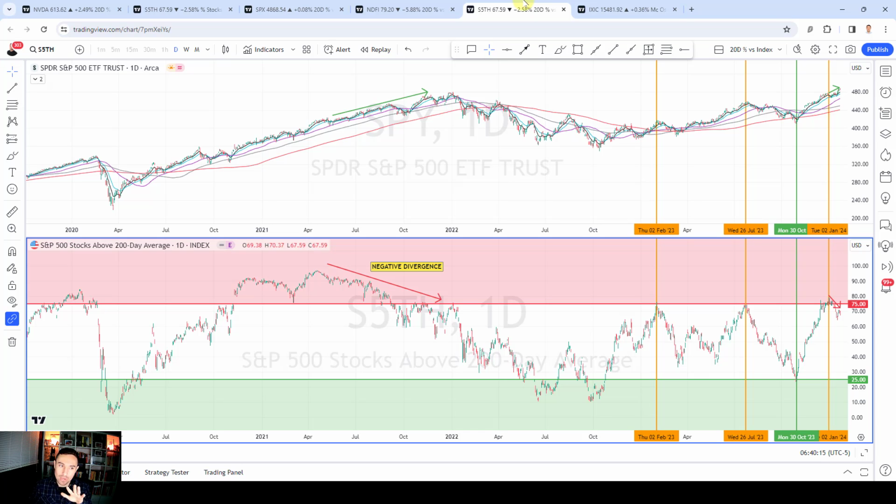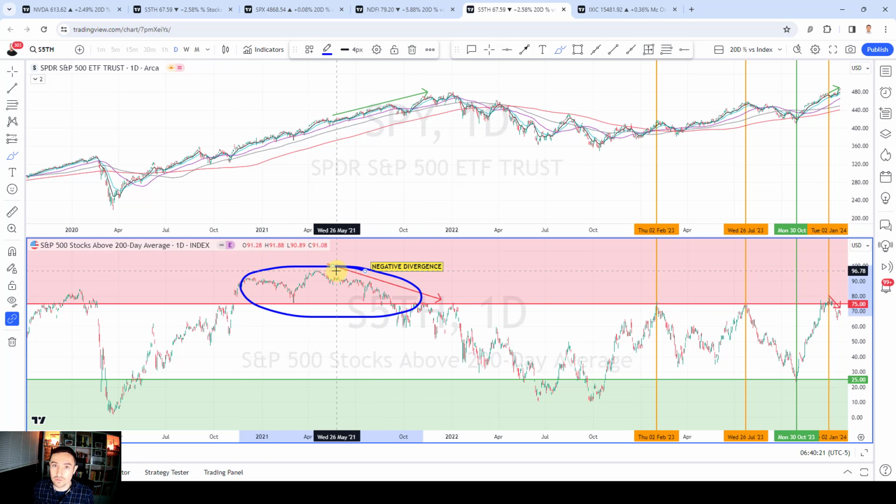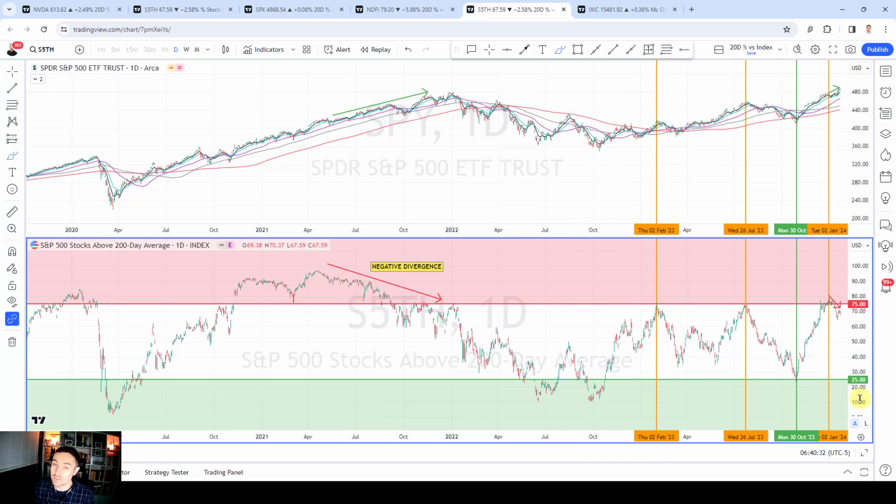Now let's go here. So we're going to zoom out here, okay? So this is the S&P 500. As I said about 30 seconds ago, can oversold remain oversold? Can overbought remain overbought? Yes, it can. So this is the S&P 500 on the top, and the S&P 500 stocks above the 200-day moving average reading on the bottom. So it's the same readings, okay? 25% and 75%. Let me show you guys how to set this up.